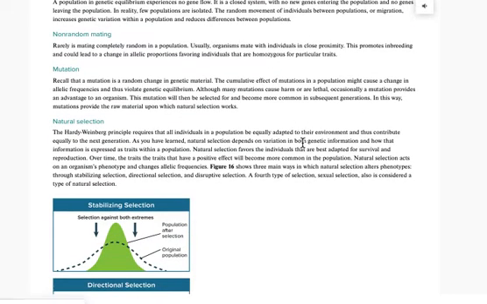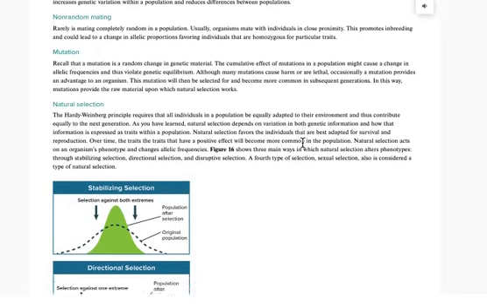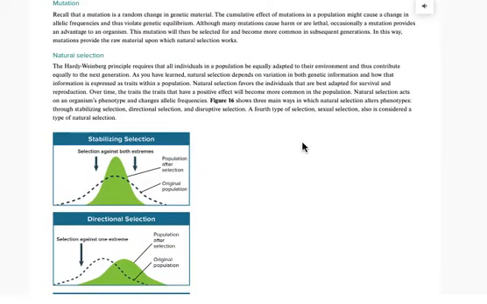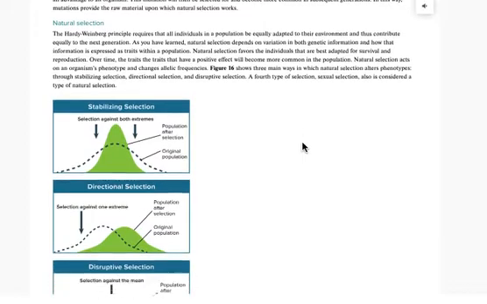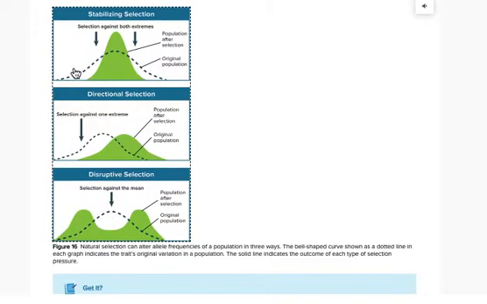Another thing is mutations, and you can see how mutations coming in will affect Hardy-Weinberg. Another thing is the types of natural selection. So sometimes you'll have selection. This dotted line right here shows the old population.